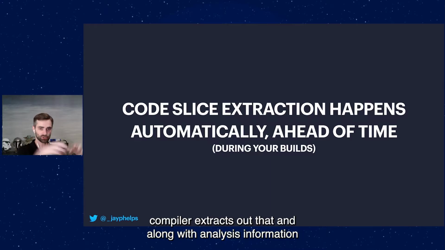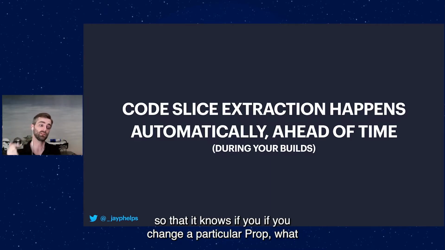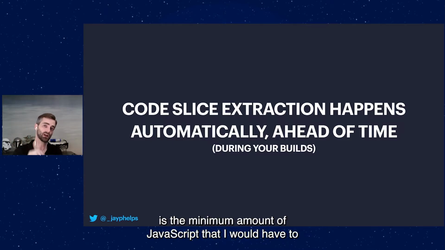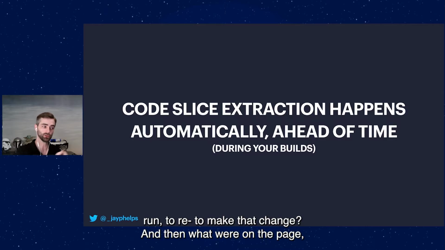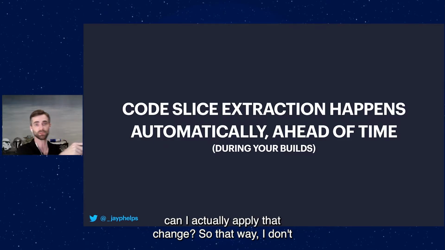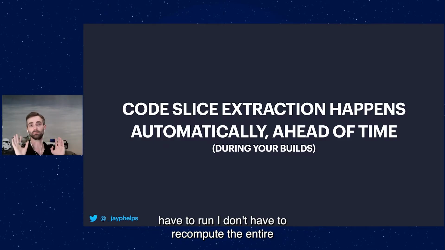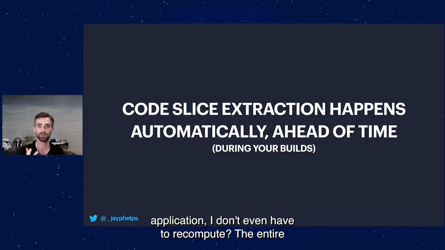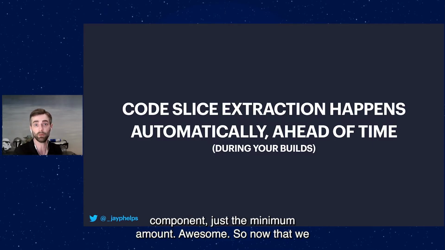The compiler extracts out that, along with analysis information, so that it knows if you change a particular prop, what is the minimum amount of JavaScript that I would have to run to make that change, and then where on the page can I actually apply that change? So that way I don't have to recompute the entire application. I don't even have to recompute the entire component, just the minimum amount.